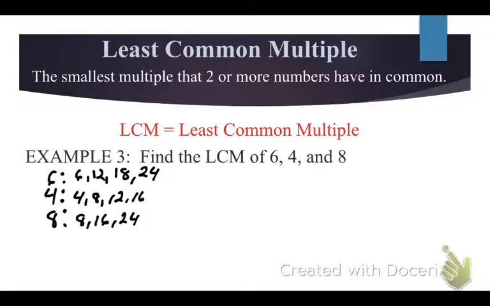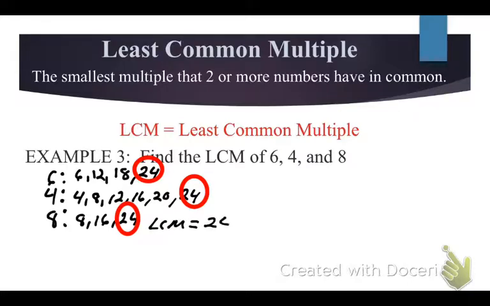12, 16, 20, 24. Hey, look at that. That is the smallest number that is in all 3 lists. 24. My least common multiple for this one is 24. Hey, it's the same thing. It's not that difficult. Guess what?